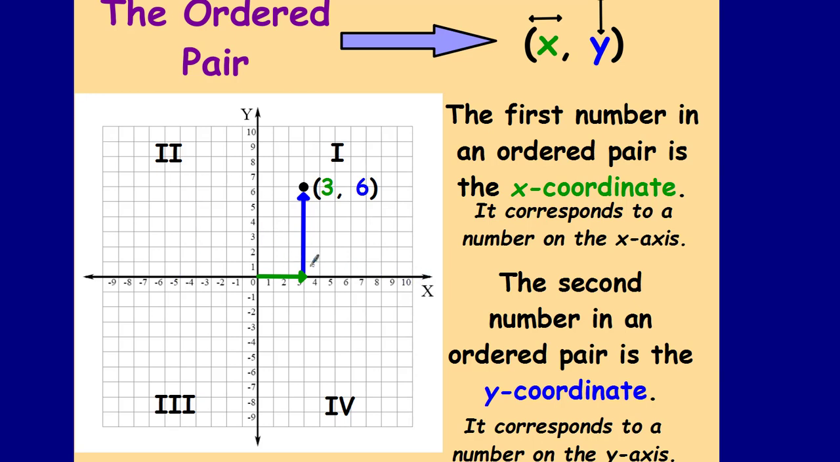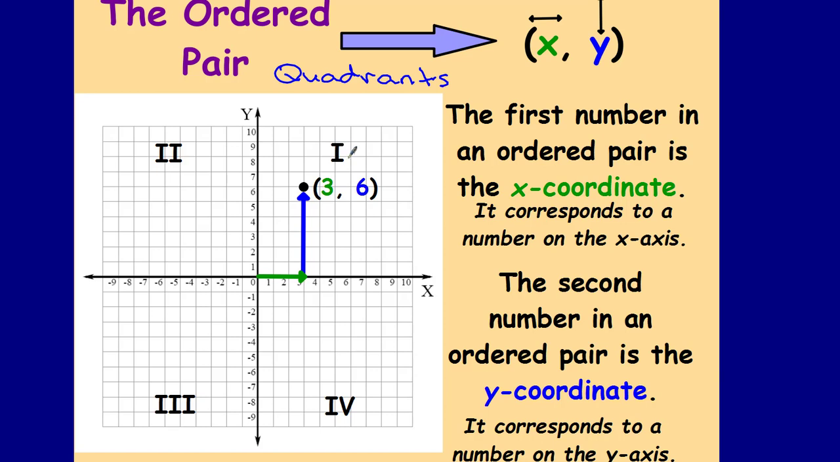Okay, we talked about how the two number lines intersect. When they intersect, they form perpendicular lines and they end up forming 4 different sections in the coordinate plane. These are called quadrants, Q-U-A-D-R-A-N-T-S. And these quadrants are numbered 1 through 4. They are numbered using Roman numerals.